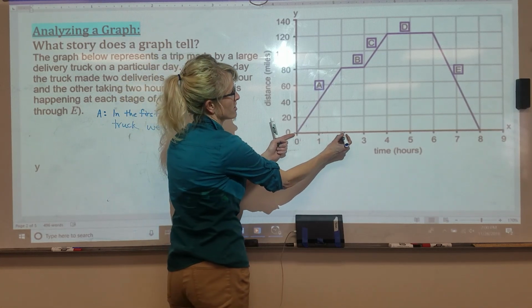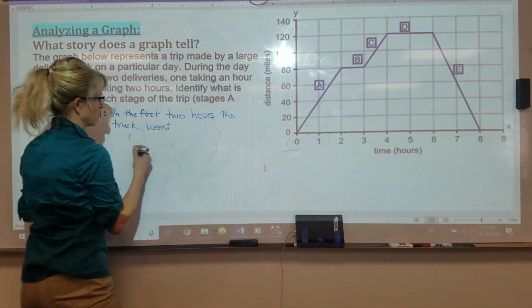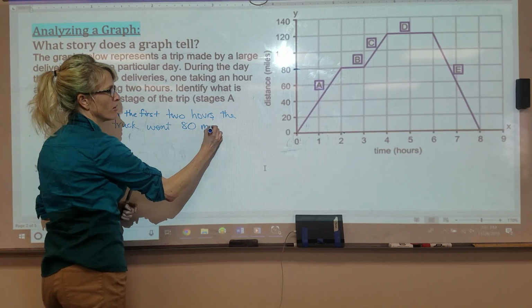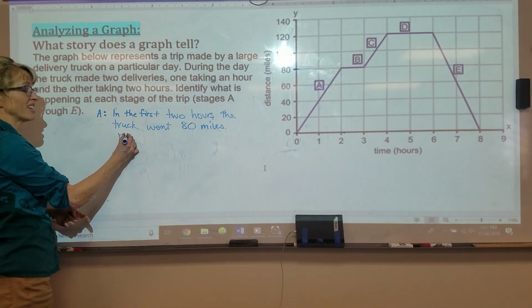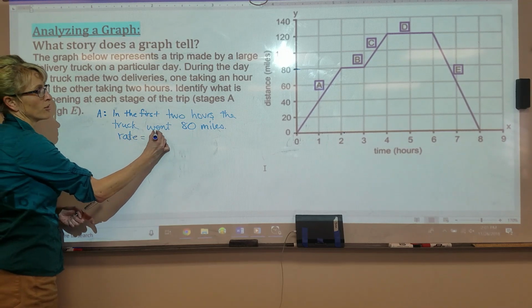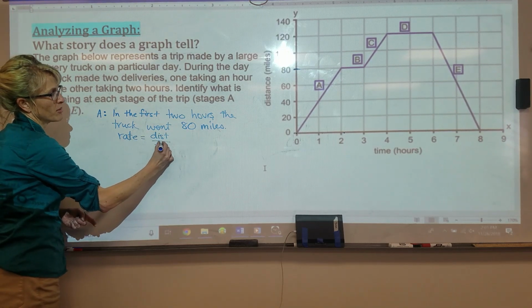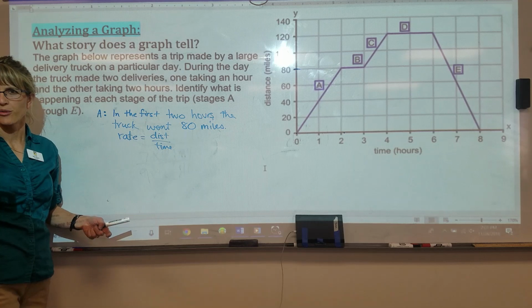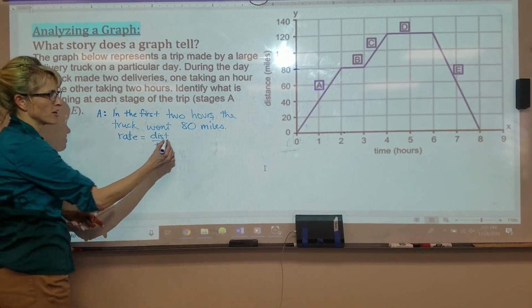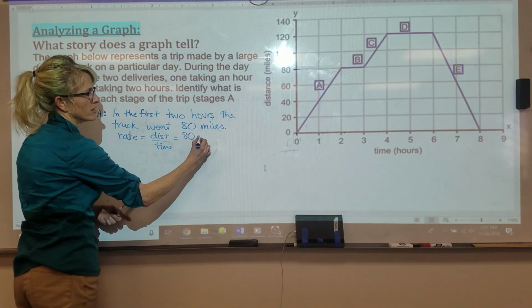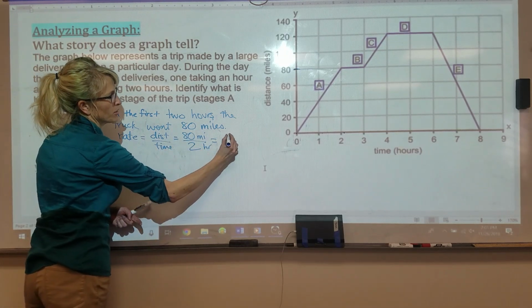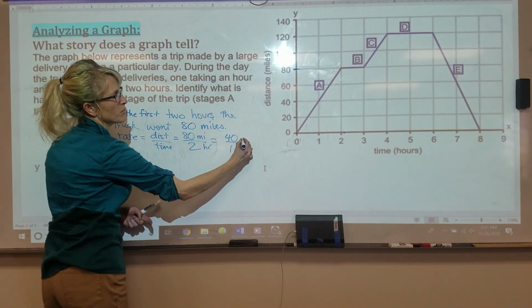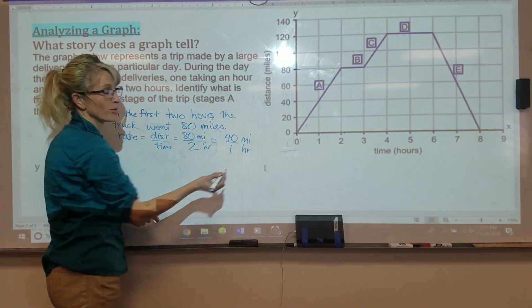In 2 hours, it went 80 miles. That's all we know. But from 2 hours and 80 miles, could we find its rate, how fast it was driving? Rate equals distance over time. I remember that because I think miles per hour on the freeway. So 80 miles divided by the time, 2 hours, would be 40 miles every hour. So we have a rate.